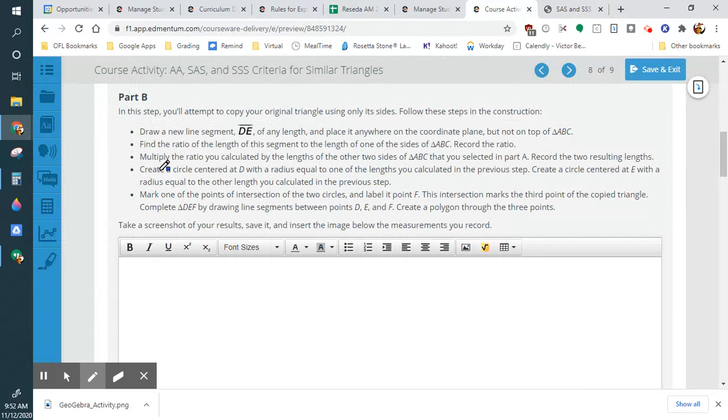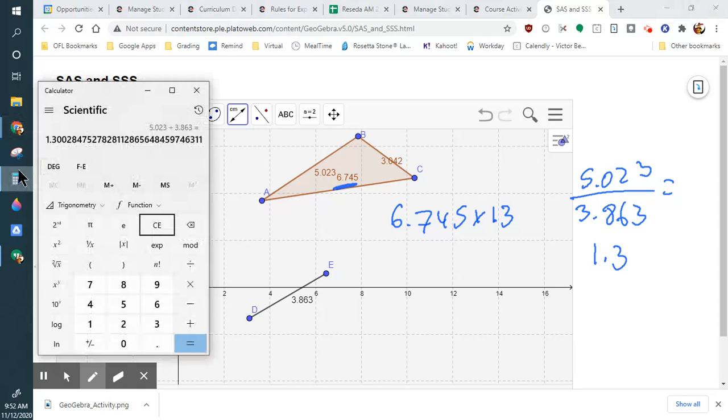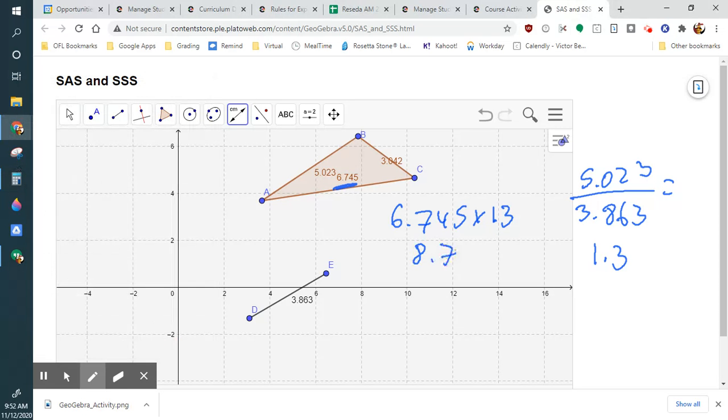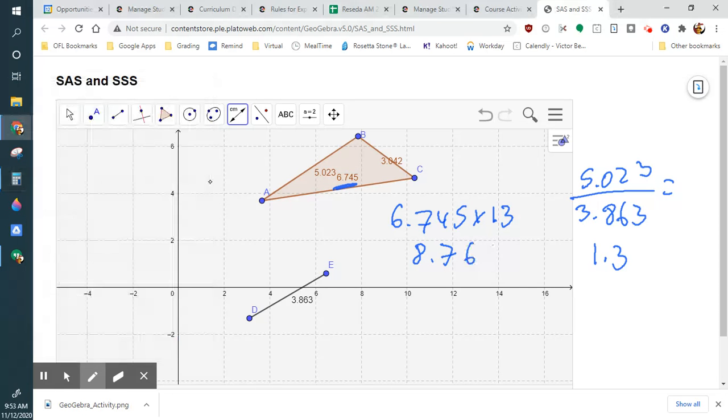And now what it wants us to do is multiply all of your sides by that. So obviously, we don't have to multiply this side because we already did it. We do need to multiply this side. So this is our side AC. So we're going to do 6.745 times 1.3. I'm going to grab the calculator for that one. 6.745 times 1.3. And I end up getting 8.7769. I'm going to round. So 8.769.